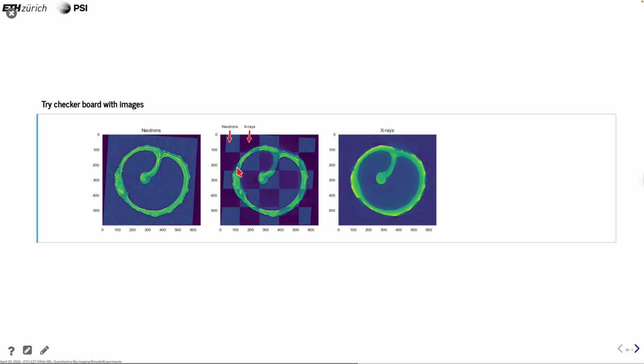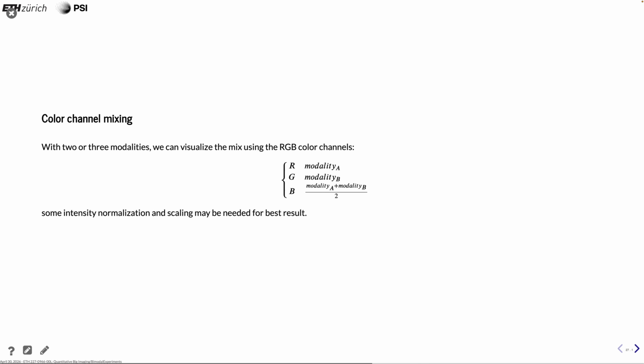But if you combine it with two images, you can see the effect of the checkerboard visualization. And for example, here you can see, first of all, how well the registration worked. So it's actually a good fit. And you can see also what is the contrast in different regions of this. So the brighter background is with the neutrons and the darker are from the X-rays.